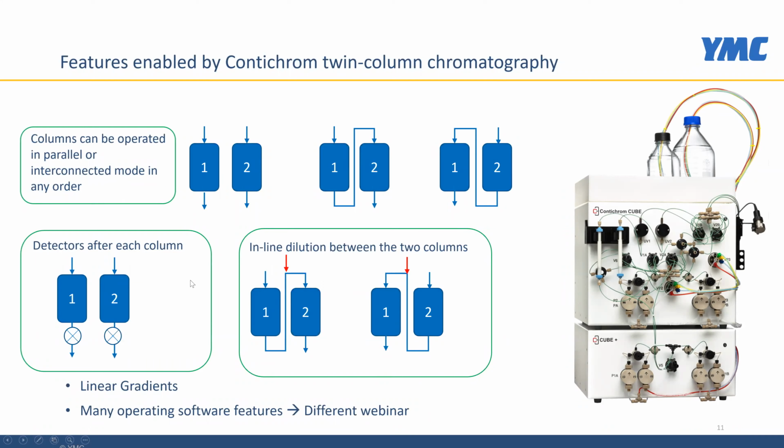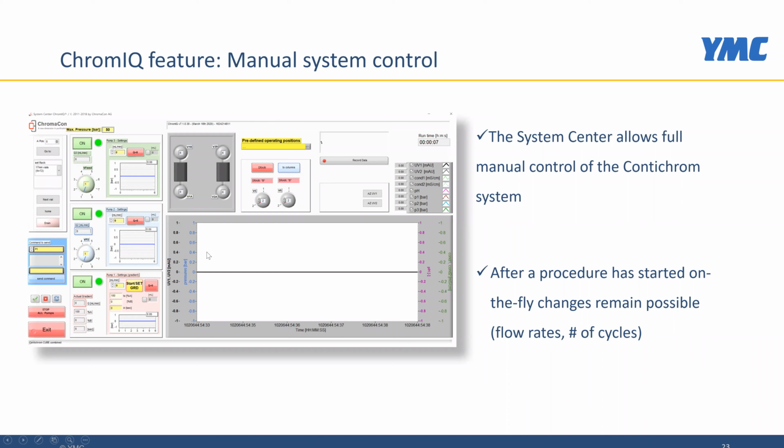And I want to elaborate on this feature a little bit more later because it's very useful. We also have the option with the ChromIQ software to run the system with full manual control. So we can enable any pump, we can set any flow rate, we can run predefined operating positions, so columns in parallel, one column to the second column, vice versa, reverse flow. So we can do all of that and also record manually operated methods.